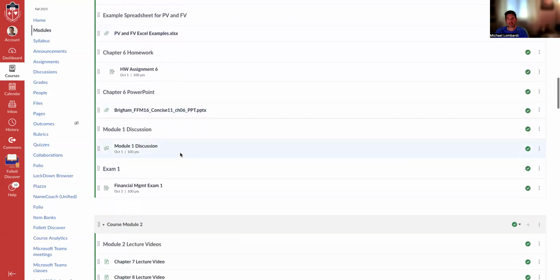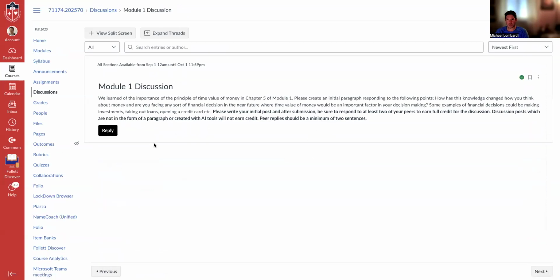And finally, we're going to look at the Module 1 discussion and exam. So if we click the Module 1 discussion right here, this is how they work. When you create your initial post, you'll be able to see all of your classmates' replies. To earn full credit on the discussion, please write your initial post and make sure you respond to at least 2 of your peers. Your initial post needs to be at least 1 full paragraph. I would recommend 1 to 2 paragraphs depending on how much you like to write on the subject. A couple sentences will not earn full credit. And then please respond to at least 2 of your peers' posts with a minimum of 2 sentences.